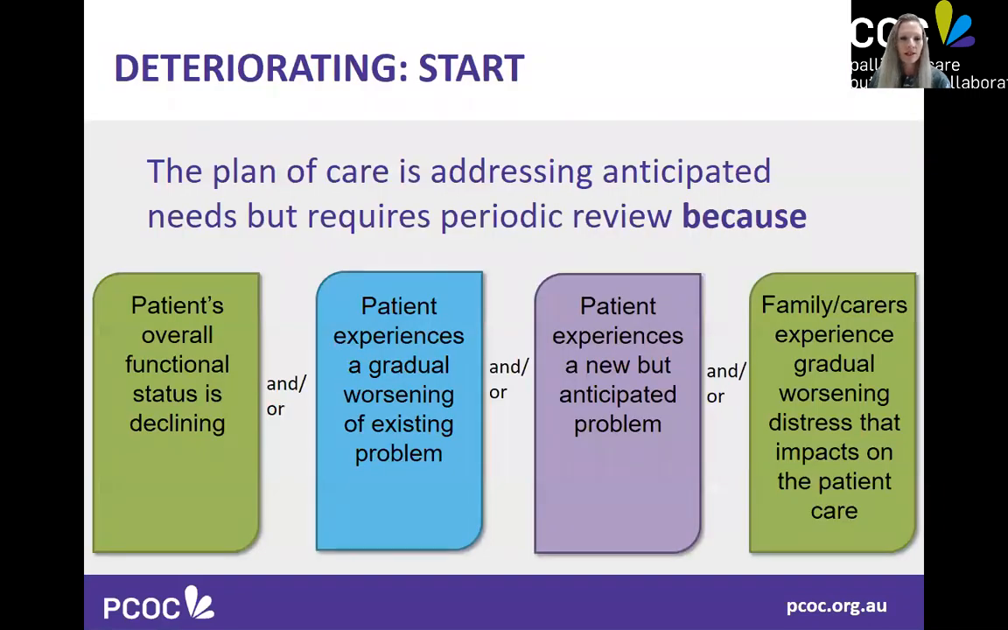The deteriorating phase starts when the palliative care plan is addressing anticipated needs, but you actually have to review it again because of one or all of these things. So the patient's overall functional status is declining, and you would see this change in your functional assessment tools. The patient experiences gradual worsening of an existing problem. The patient experiences a new but anticipated problem, or the family carer experiences a gradual worsening and distress that impacts on care. So for example, you might see scores in the moderate range of symptoms and problems and a change in the functional assessment.